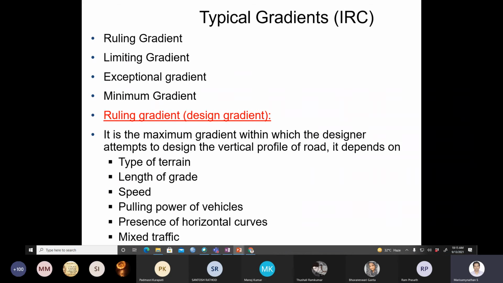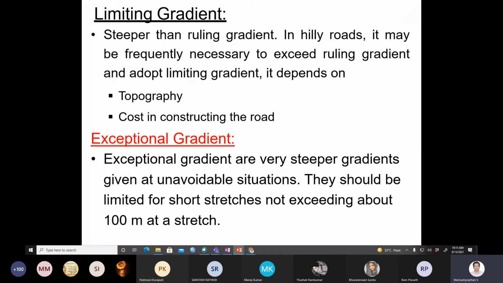The second will be the limiting gradient. Sometimes at some locations we cannot provide the ruling gradient, so we provide a gradient steeper than the ruling gradient. So that is considered as a limiting gradient. One example is the hilly road where we are trying to adopt the limiting gradient. It is ultimately depending upon the topography and the cost of construction of that particular road. So this is steeper than the ruling gradient, the limiting gradient.